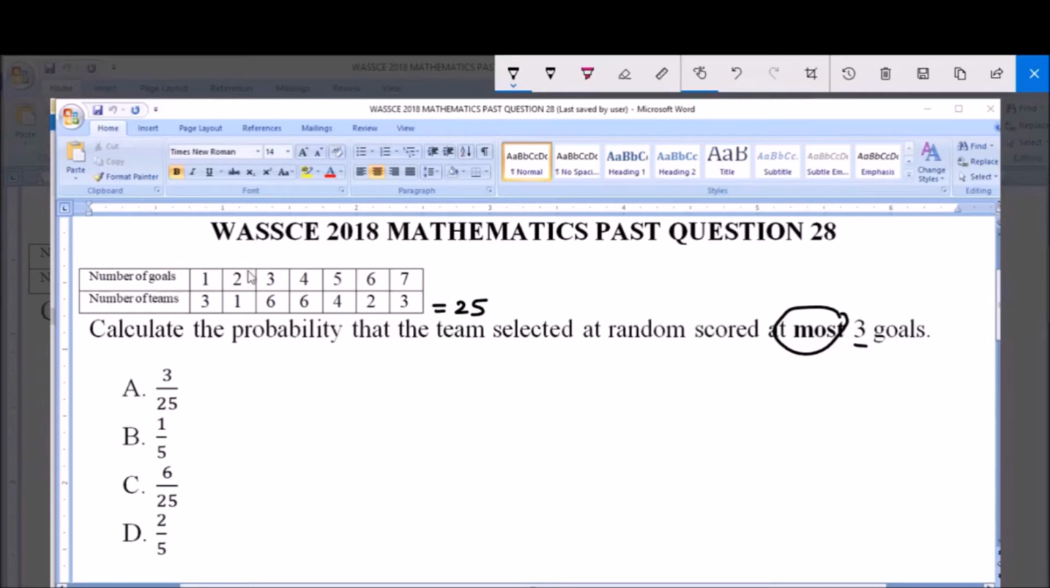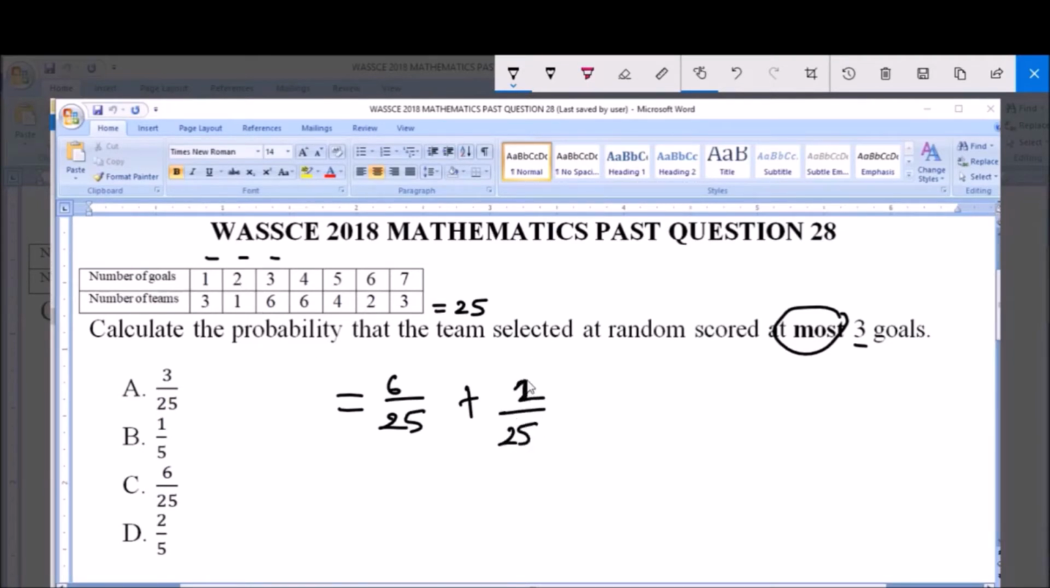And if you can see, this is it: 1, 2, 3. So, the probability now that the team selected at random scored at most 3 goals will be equal to the probability of the team that scored 3 goals plus the probability of the team that scored 2 goals plus the probability of the teams that scored 1 goal, and that will be equal to 6 over 25 for those that scored 3 goals plus 1 over 25 for those that scored 2 goals.